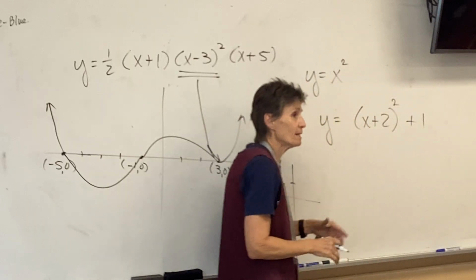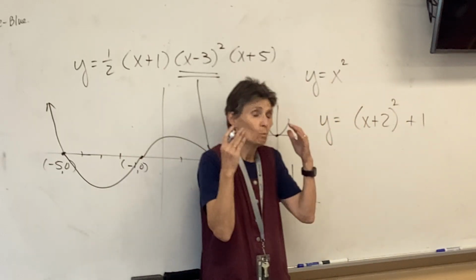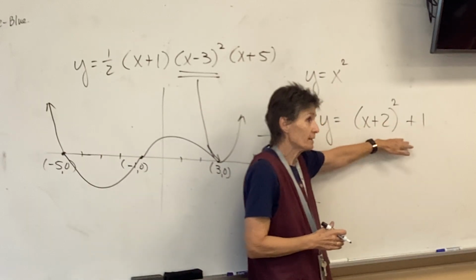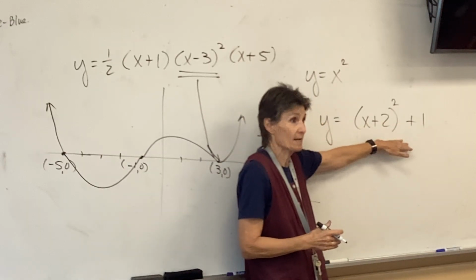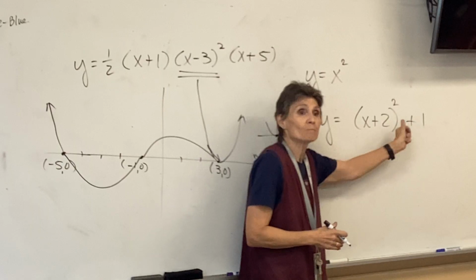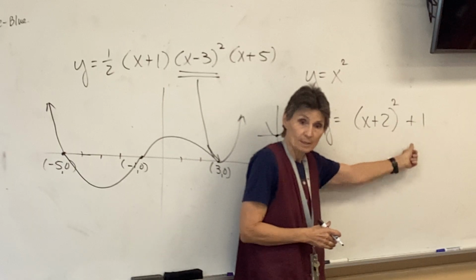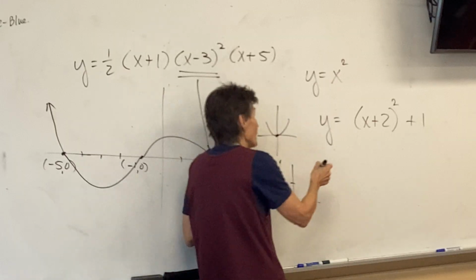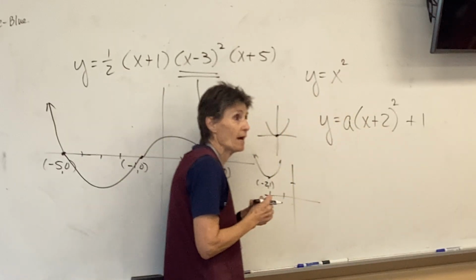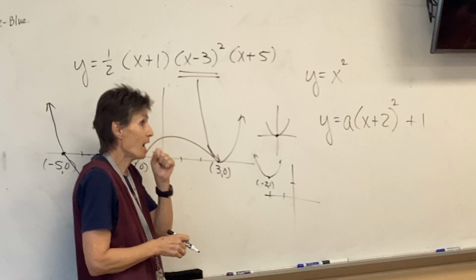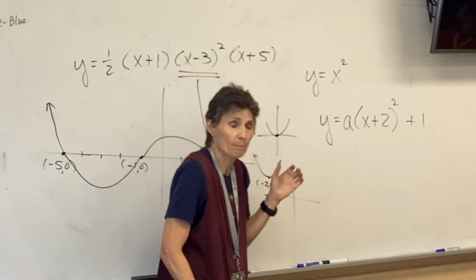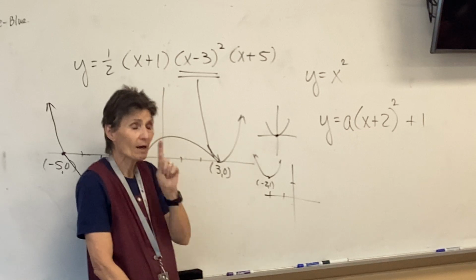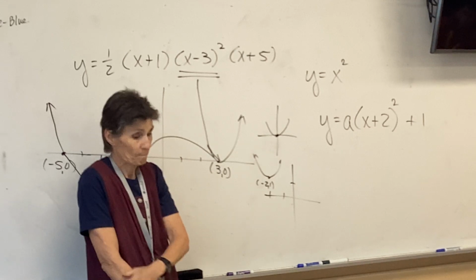Now, before I go any farther, we have done lots of problems where you had to look at this and say, okay, where's the vertex? -2, +1. That is a good start. The only thing I don't know is, what's this coefficient out in front? Because honestly, I don't know if this thing opens up or down. I don't know how fat or thin it is. How do I figure that out? How do I figure out that coefficient?